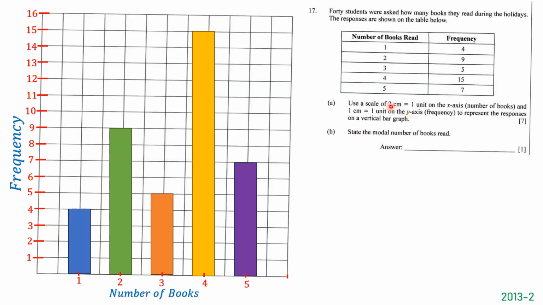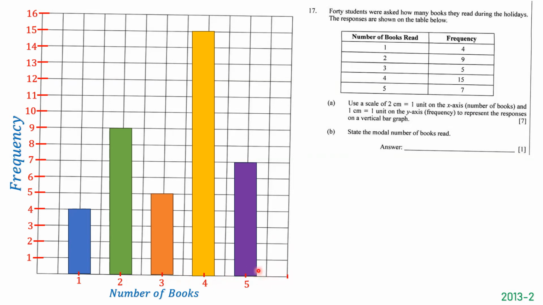So they say 2 centimeters to 1 unit on the x-axis. That means that this is 1, 2 units. So that means that would be 1. All right. And then it's going to be 1, 2, which is going to be 2. And it's going to be 1, 2, which is going to be 3. And going to be 1, 2, which is going to be 4. And then 1, 2, which is going to be 5. And then 1, 2 is going to be 6.